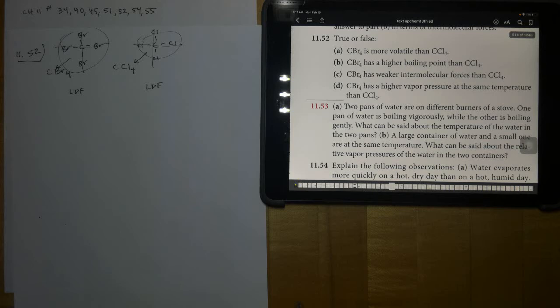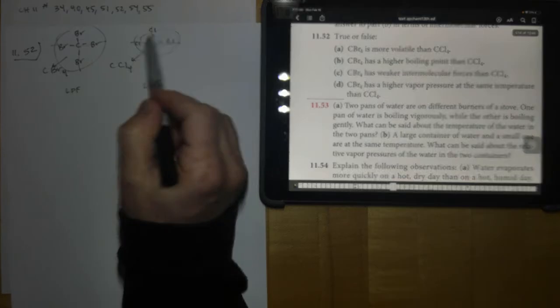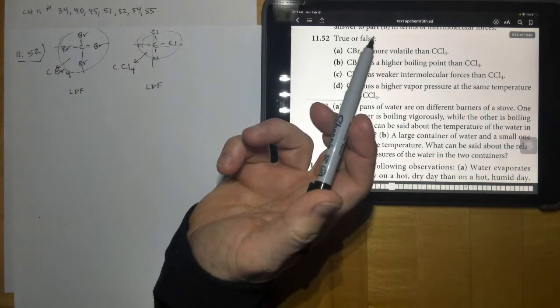And the strength of London dispersion forces is based on the number of electrons that you have, because the more electrons you have, the more instantaneous polarization you can have. And then if those are equal, then it depends on the shape of the molecule. But you can see the shapes of these molecules are going to be exactly the same. They're both going to be tetrahedral.